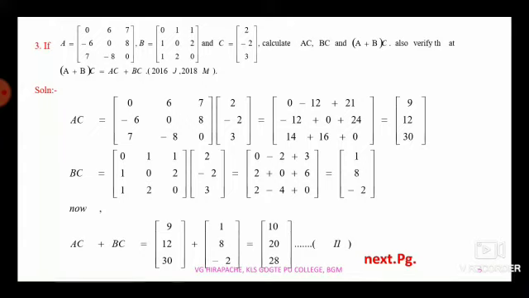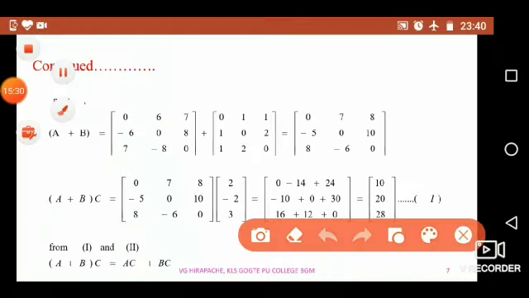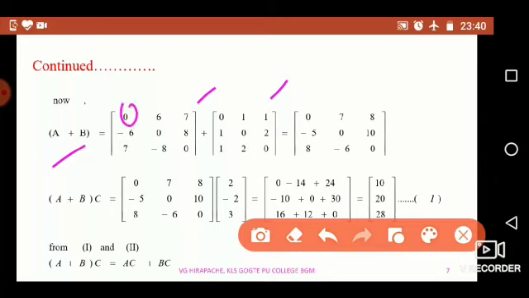Now moving to the next slide, which is to prove and find A plus B into C. Let me find what is A plus B. Addition of two matrices is again a matrix. A is a matrix of order 3 cross 3, and B is also a matrix of order 3 cross 3. Since both the matrices are of the same order, we add the corresponding elements of both the matrices.